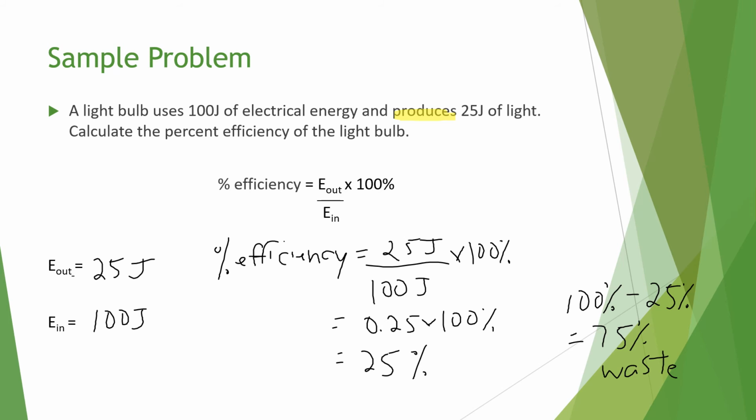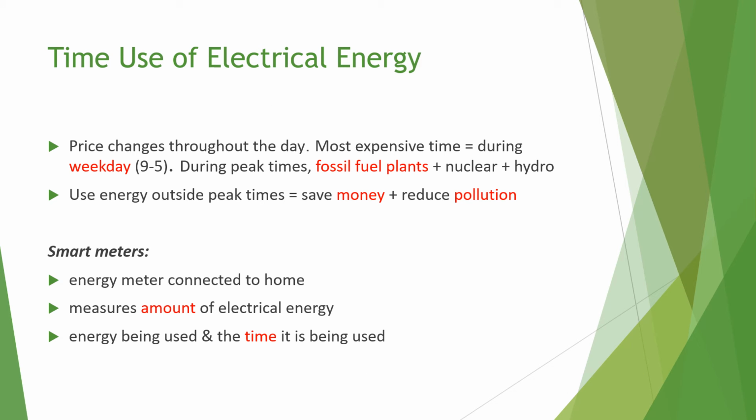So low efficiency here. Okay, next, time of use of electrical energy. It says here, price changes throughout the day. The most expensive time is during the weekday from 9 to 5 p.m. So this is like peak times. I'm sure you guys have heard of this before. There are certain times of the day when maybe mom or dad asks you not to do laundry or not to run the dishwasher, because those are peak times. And during peak times, it's most expensive to use electrical energy. Use energy outside peak times because this saves money and reduces pollution.